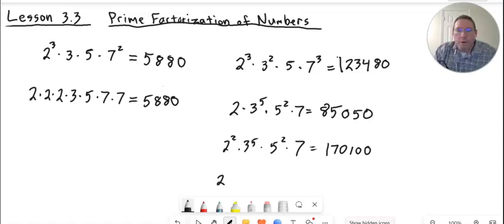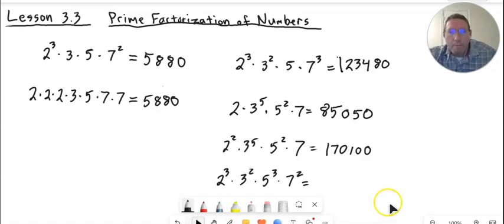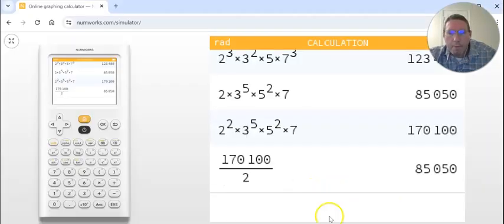Okay? Let's just do one more. How about 2 to the 3rd times 3 squared times 5 to the 3rd times 7 squared. Pause the video. Go use the Numworks or TI-84, whatever you want to use, and see what you get for this one. Okay, so I'm going to use the Numworks. I'm going to do 2 to the 3rd and then 3 squared.